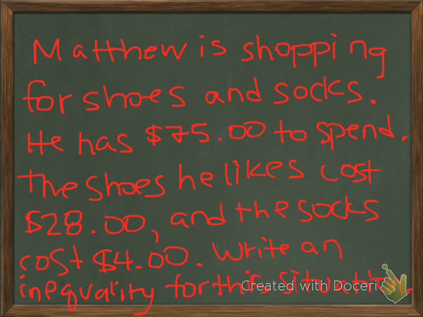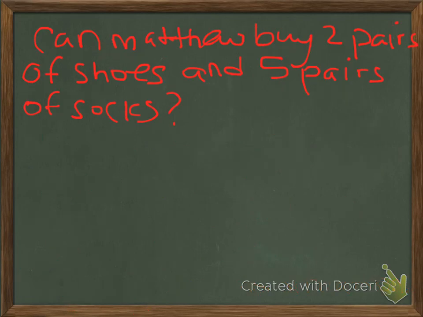And my last question here is making an inequality and solving. So Matthew is shopping for shoes and socks. He has $75 to spend. That means he has no more than $75. So my symbol always comes before my total. So it has to be less than or equal to $75.